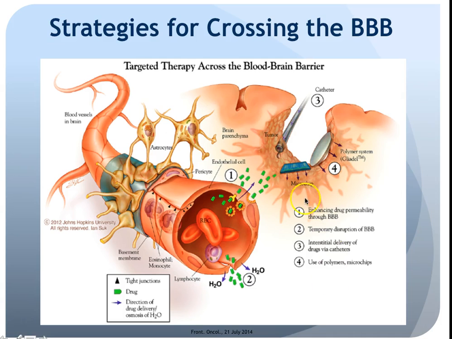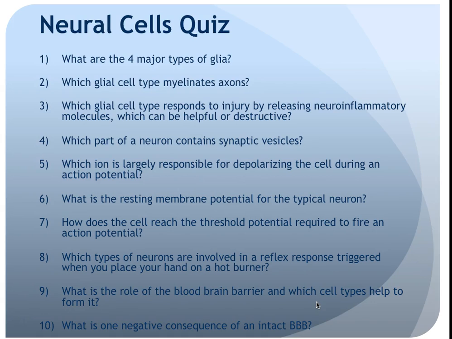So this slide here, I just wanted to introduce this for now, but we're going to be getting back to this idea later when we actually talk about pharmacology in more depth, okay? For right now, I just wanted to introduce the blood-brain barrier and give you an idea of why it's important, so you know basically what it is, and then we're going to do a lot more with this later. So that's it for neural cells.